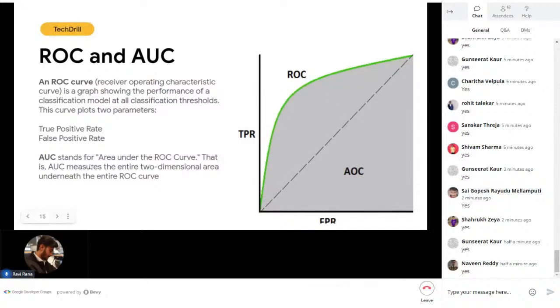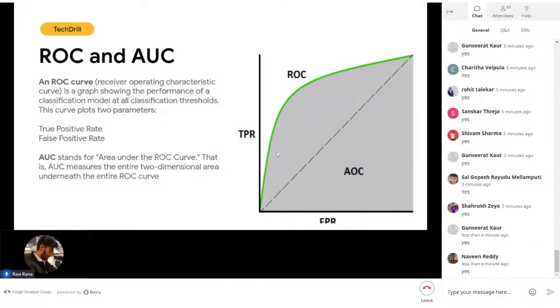And what is the AUC? AUC stands for area under the ROC curve. So what does it mean? You measure the entire two-dimensional area under the ROC curve. As you have seen, we have this line. If the area under the curved region is greater than this line, the more area under the curve, the better your model is.